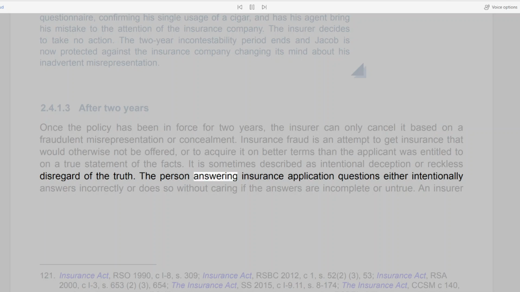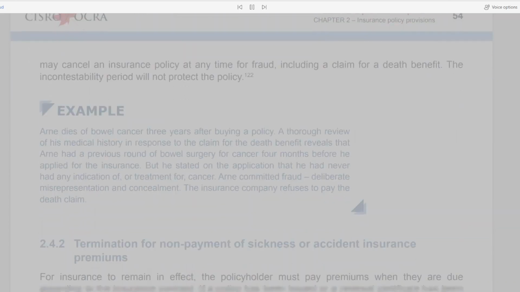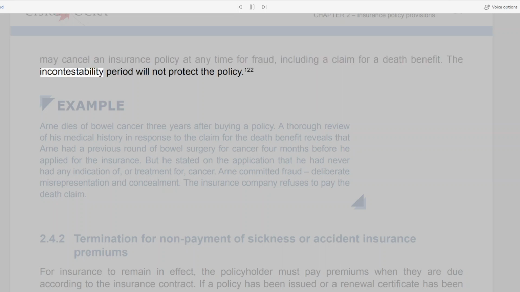The person answering insurance application questions either intentionally answers incorrectly or does so without caring if the answers are incomplete or untrue. An insurer may cancel an insurance policy at any time for fraud, including a claim for a death benefit. The incontestability period will not protect the policy.